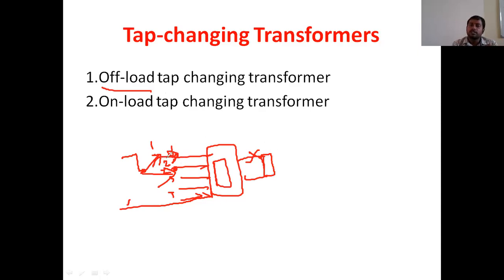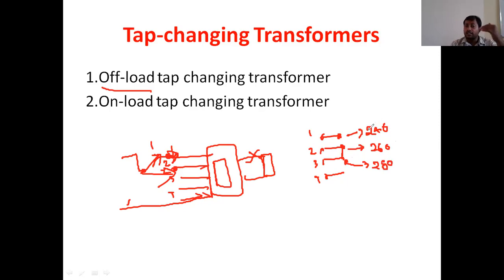Tappings are nothing but connection points. These are the primary connection points, 1 2 3 4, like that. Tapping positions will be available. For example, if you provide the tapping position here, we will get 240 volts. If you provide it here, 260 volts. If you provide the tapping here, we will get 280 volts, like that. At the different positions, we will have different voltages. To produce different voltage levels, we need to use the tapping positions.